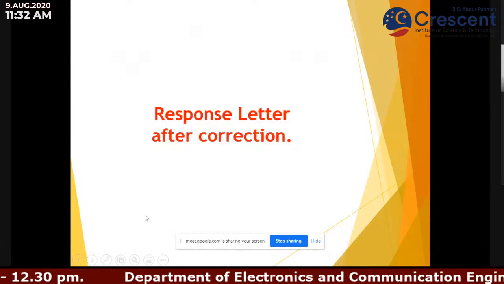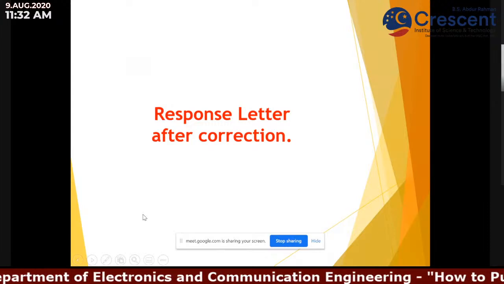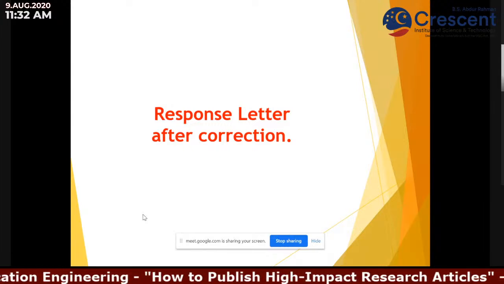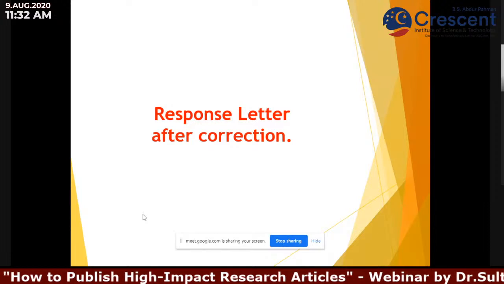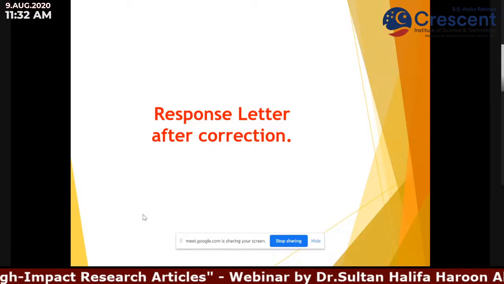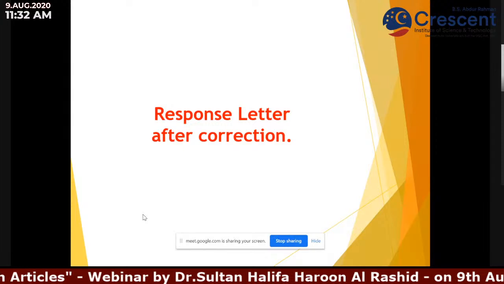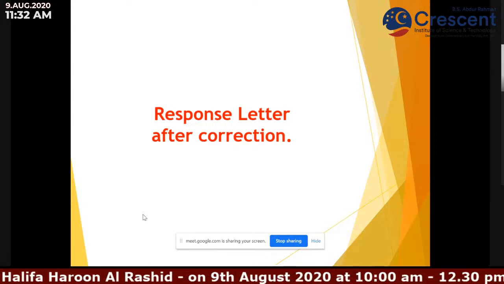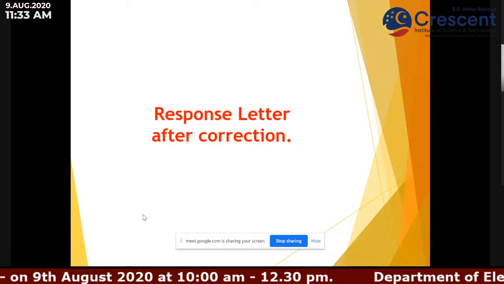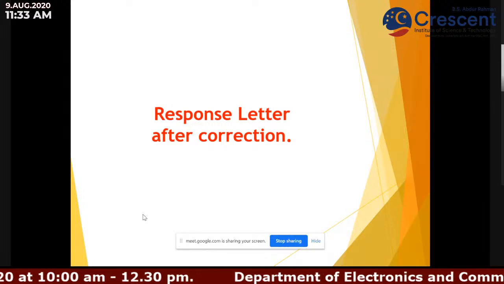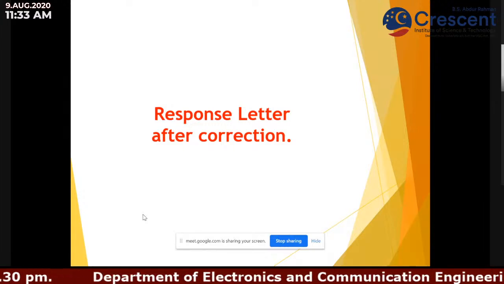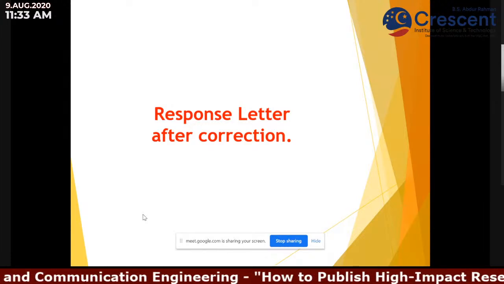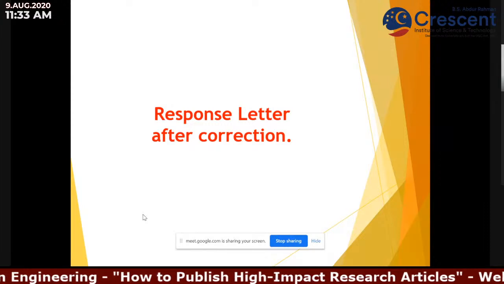Okay, now the response letter after corrections. The first step is a cover letter. When they reject you, it's a clear rejection. But when there are feedbacks or amendments required, you write another letter. You tell them, dear professor, thank you very much for your feedbacks. These were the comments from you. These are addressed, and a separate document is attached with the corrections that I made.